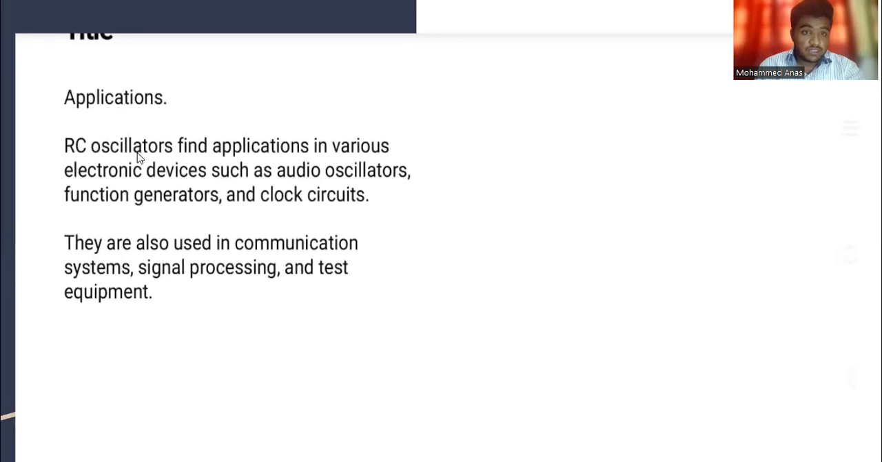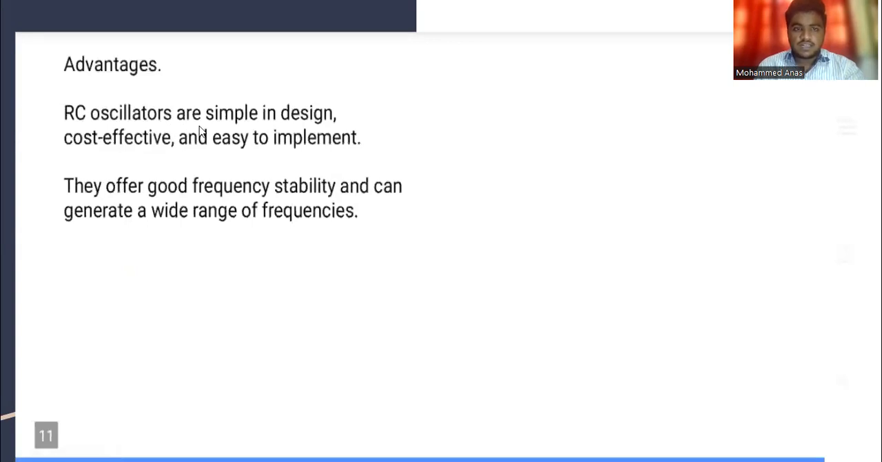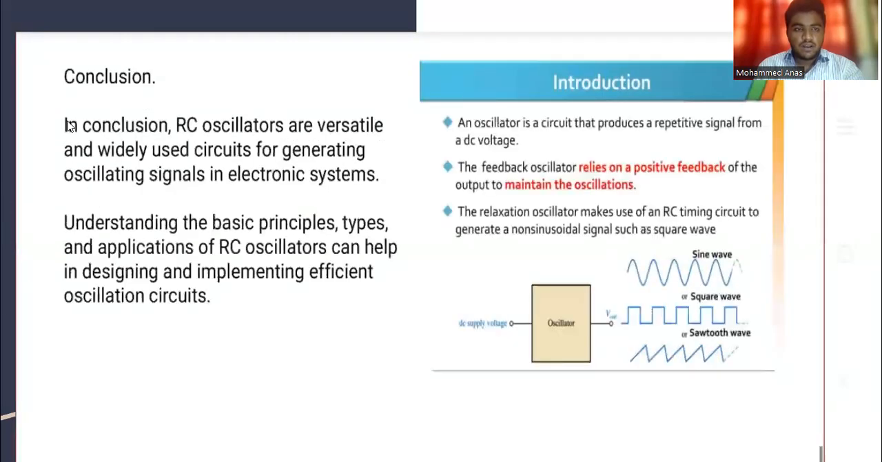Applications of RC oscillator. RC oscillators find applications in various electronic devices such as audio oscillators, function generators, and clock circuits. They are also used in communication systems, signal processing, and test equipment. RC oscillators are simple in design, cost-effective, and easy to implement. They offer good frequency stability and can generate a wide range of frequencies.